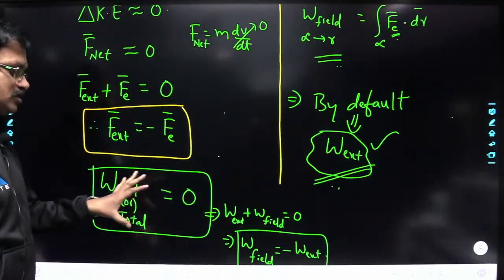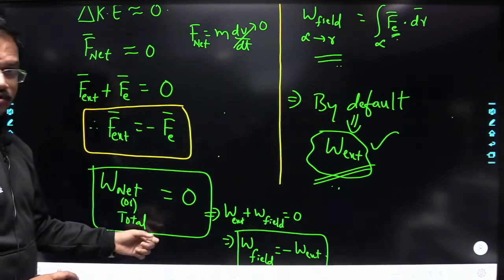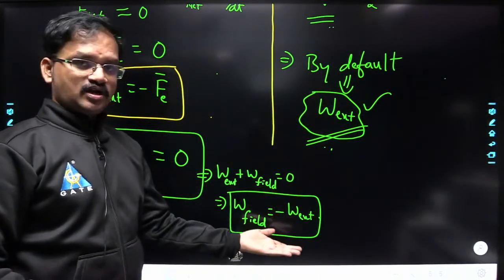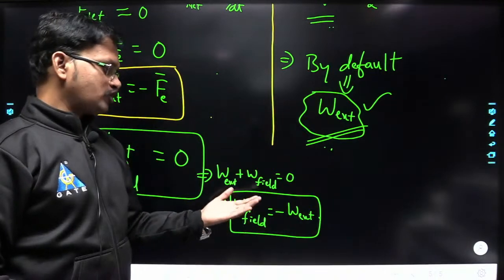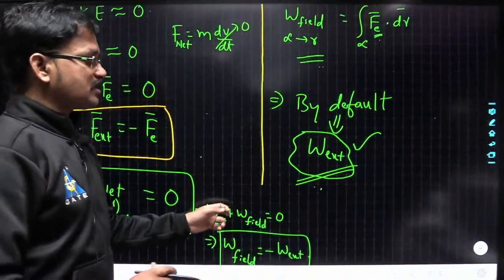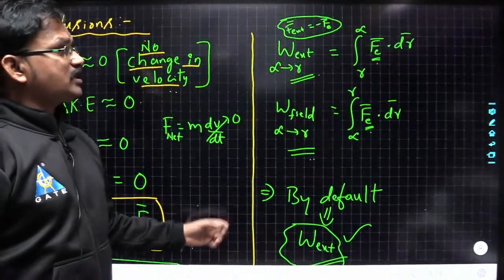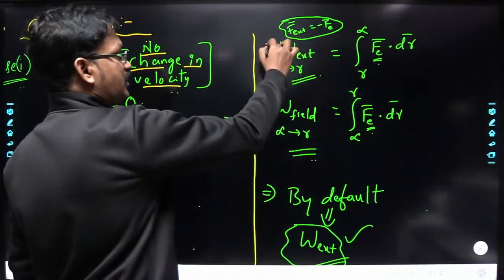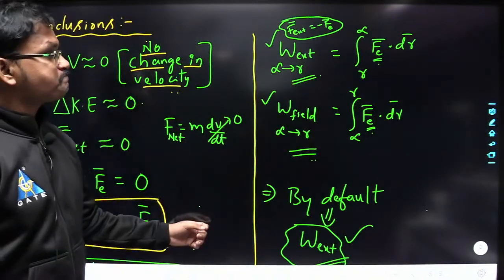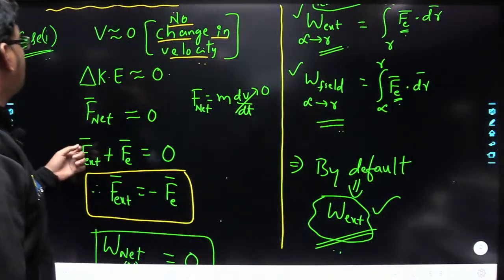So in this case, the net work done by all the forces will be equal to 0. Understood? And hence, if you determine work done by the field or work done by the external agent, if you determine one thing, then automatically you can determine the other also. But by default, we always consider work done by external agent. So here I have given the expressions for how to determine work done by external agent and work done by the field force. So this is case 1 here.